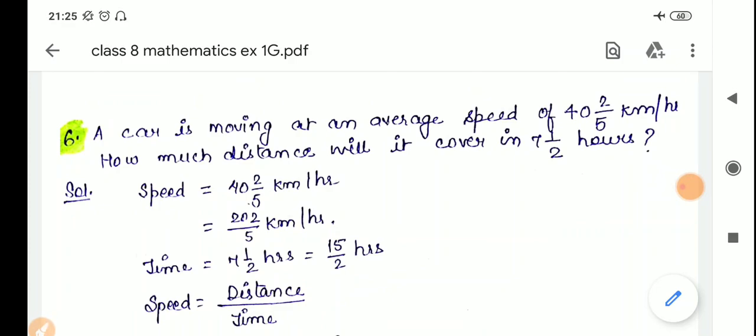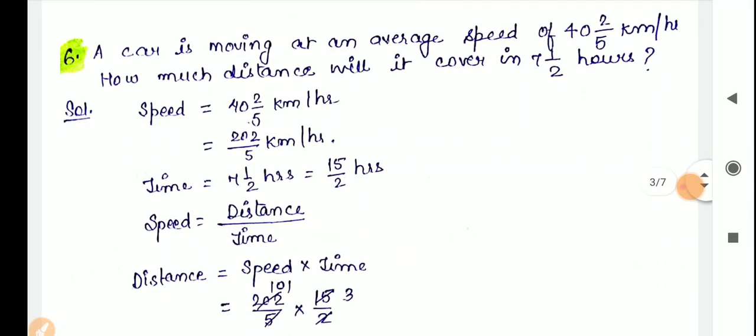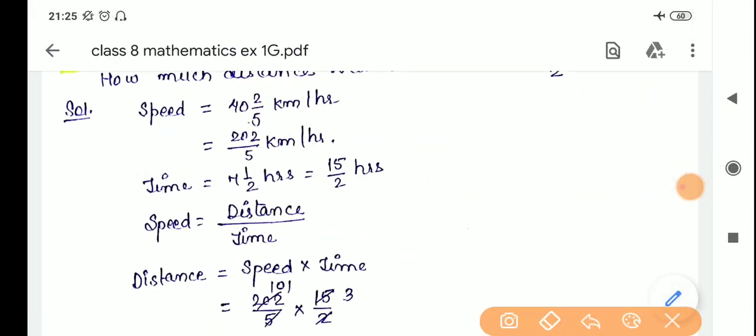So the question is, a car is moving at an average speed of 40 complete 2 by 5 km per hour. How much distance, speed given है 40 complete 2 by 5 का किलोमीटर पर आवर, how much distance will it cover in 7 complete 1 by 2 hours. मतलब time भी given है, it means the time is also given. So whatever is given, first of all we will write speed for 40 complete 2 by 5 km per hour, that will be 202 by 5 km per hour. Then time is 7 complete 1 by 2 hours, that is 15 by 2 hours.